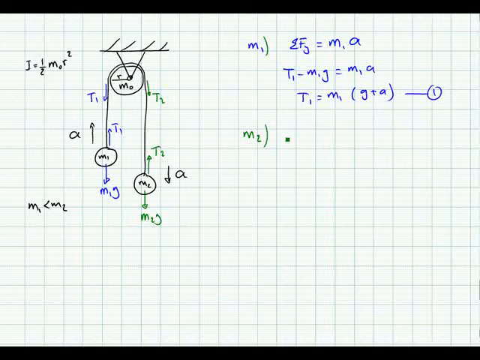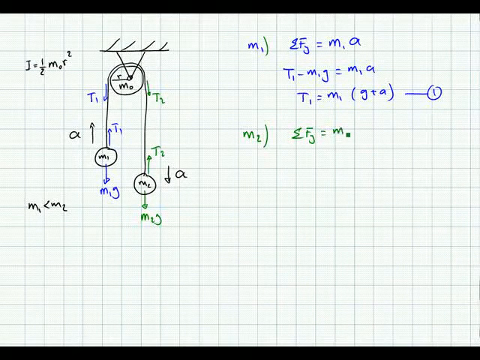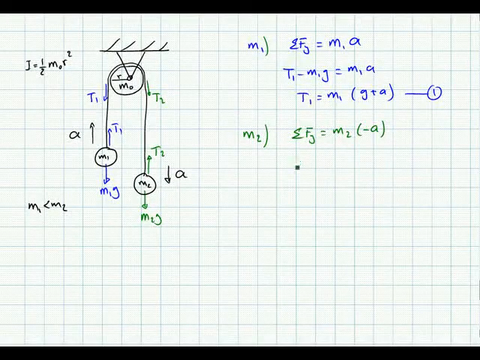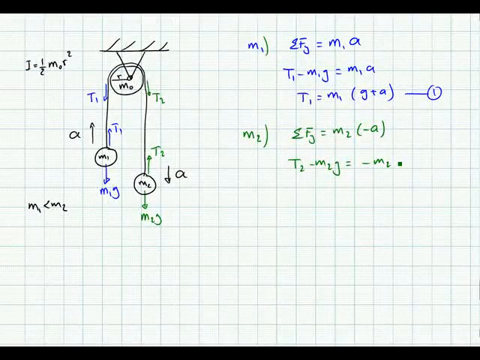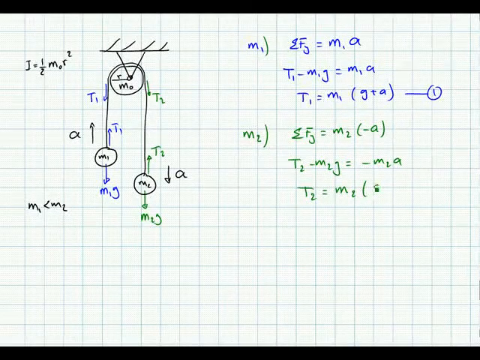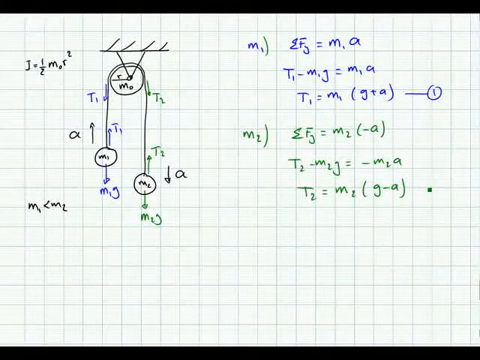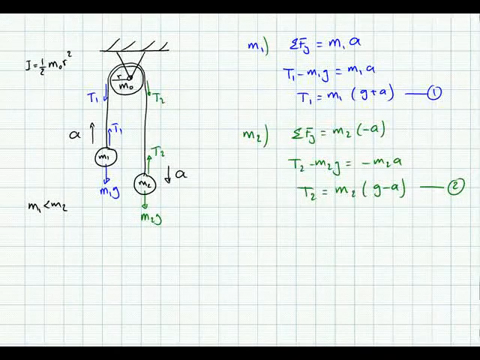Now let's also consider mass 2. For mass 2 we have the sum of the force in the y direction is equal to mass 2 times minus a, since it is downwards. So we have T2 minus m2g is equal to minus m2a, or T2 is equal to mass 2 into g minus a. So that's our second equation.